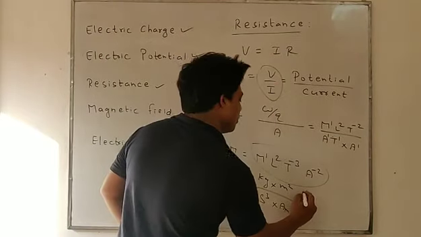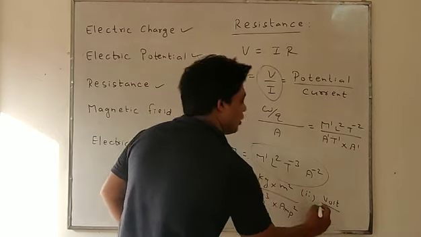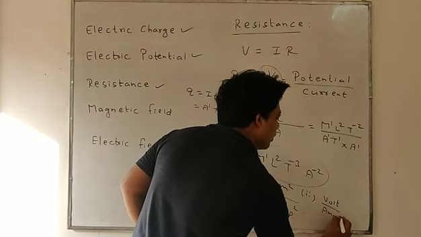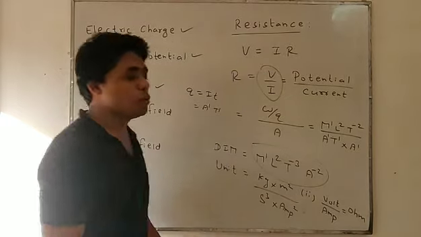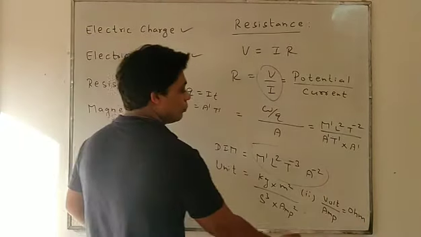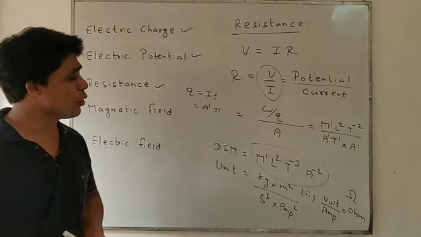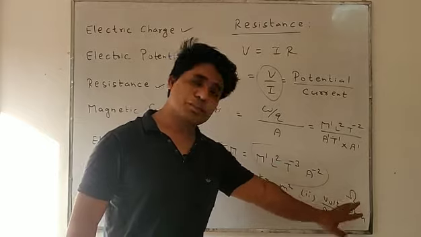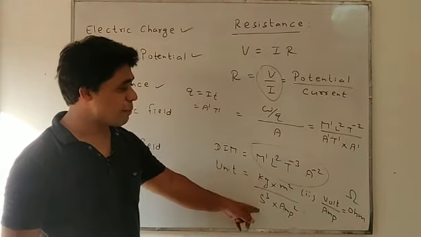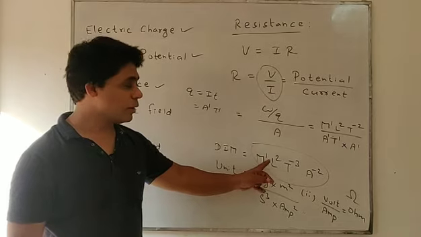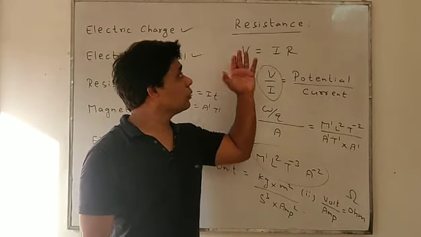But better is to find by that. What is the unit of potential? Volt. And what is the unit of current? Ampere. And volt per ampere is called ohm. You can make that symbol also, as you did in 10th class. So what is the unit of resistance? Ohm. And 1 ohm consists of 1 volt by 1 ampere. Or you can write by this dimension formula, M1 L2 T minus 3 A minus 2. That is the dimension of resistance.